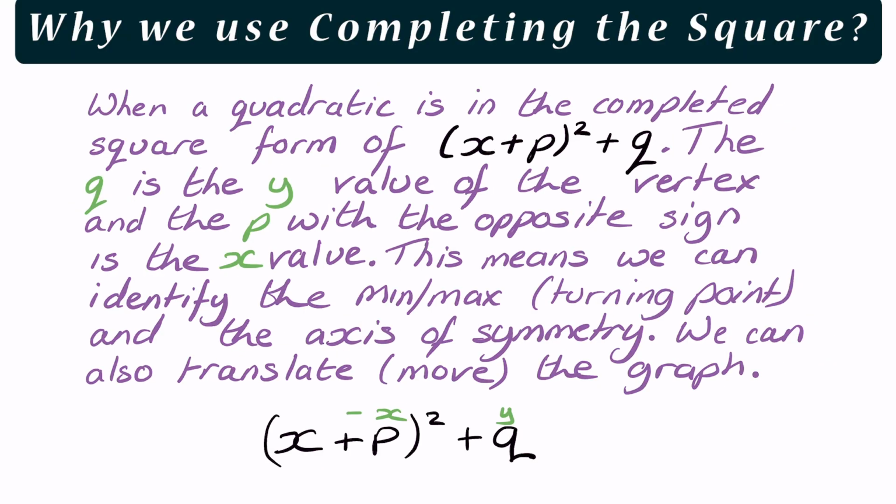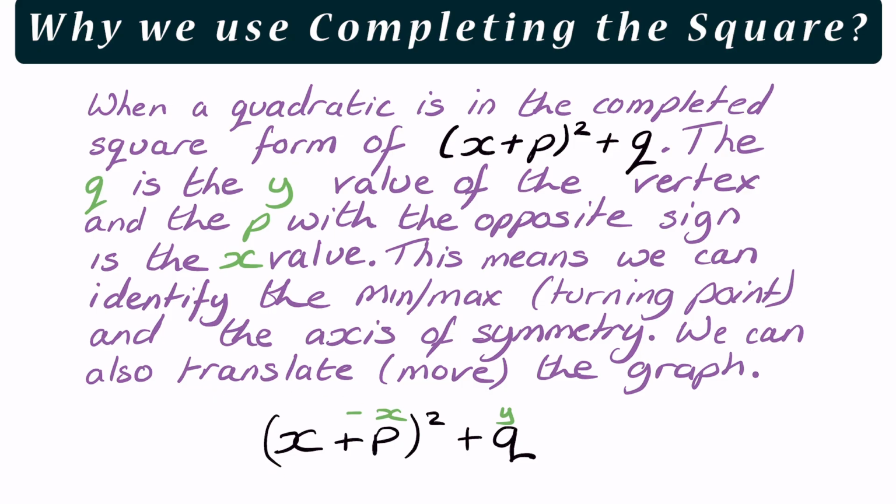Then before we wrap up, here's a quick look at why we actually use completing the square. It's when a quadratic is in the completed square form of (x + p) squared + q. The q value, which is outside here, is the y value of the vertex. And the p value, which is inside with the opposite sign, is actually the x value. Now the vertex is a turning point, so this means we can identify the minimum, the maximum, and the axis of symmetry, but we can also use this to translate, to move a graph.